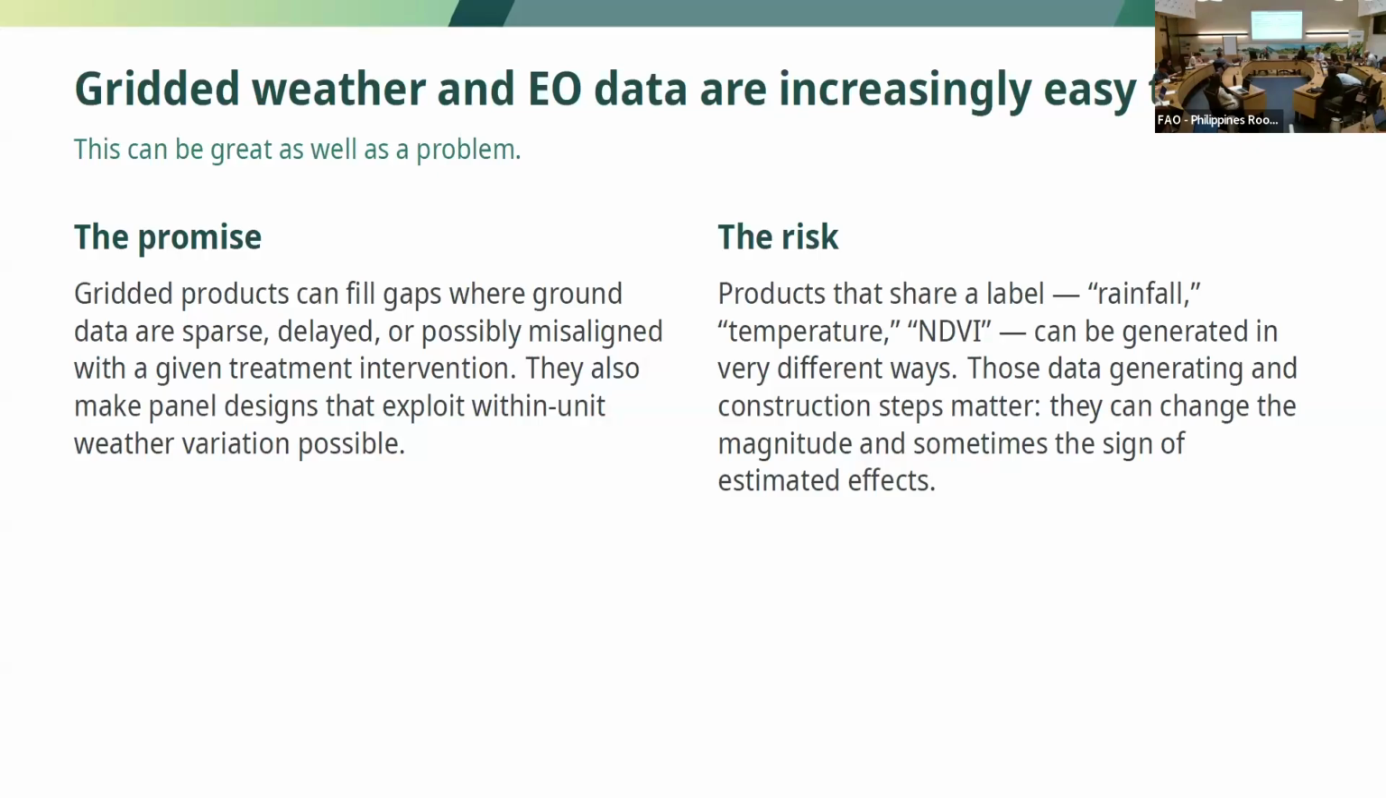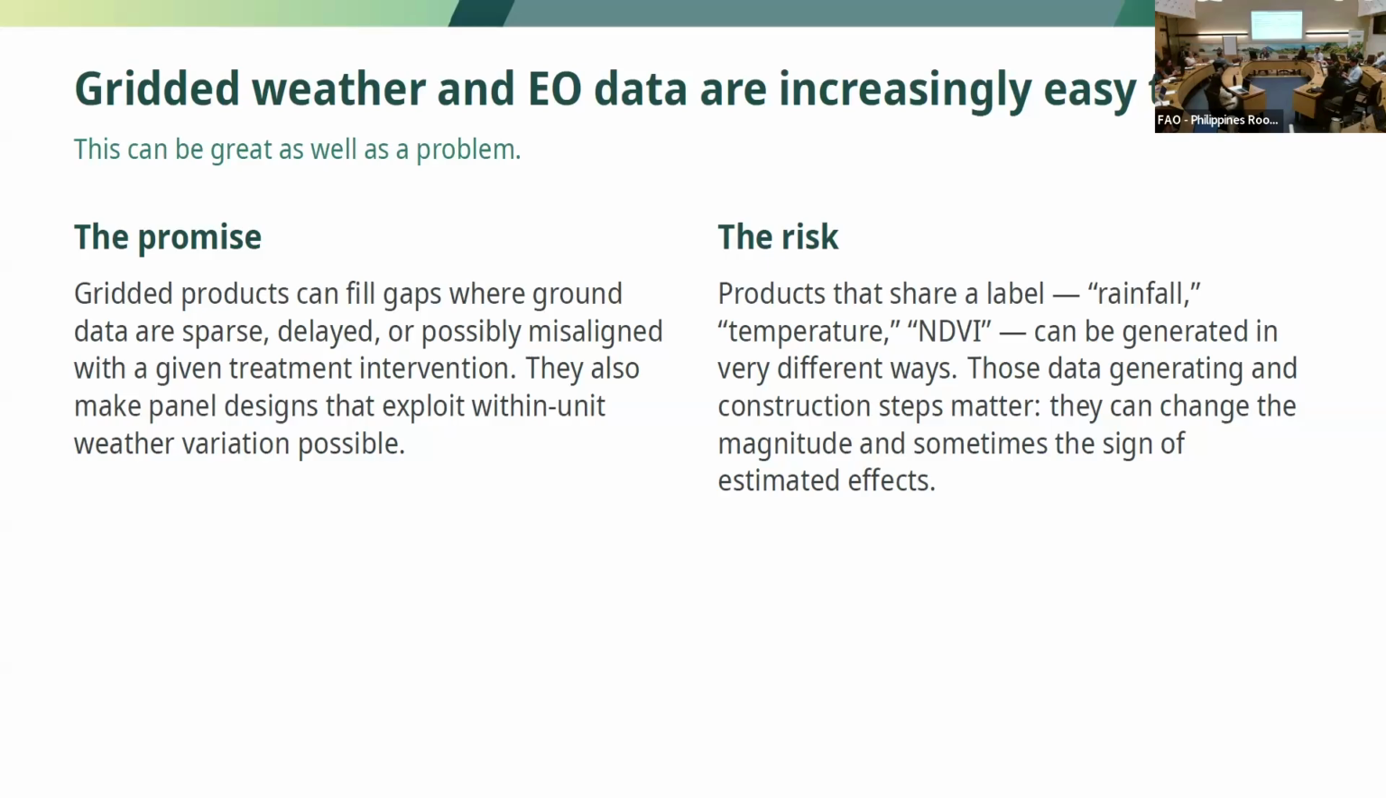So I wanted to frame this all within the context that gridded weather and Earth observation data are increasingly easy to use. And that is a great gift in many ways. They can fill gaps where ground data are sparse or delayed, possibly misaligned, potentially preaching to the choir here. I think we're all familiar with why Earth observation data and weather information and gridded weather is so powerful. They also make certain types of research designs feasible that may not have been possible really well before.